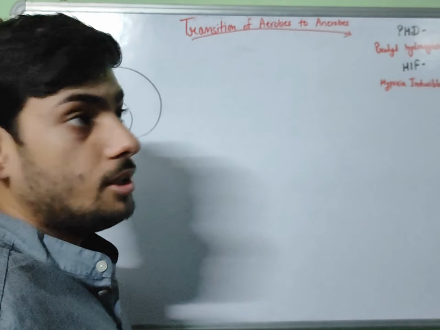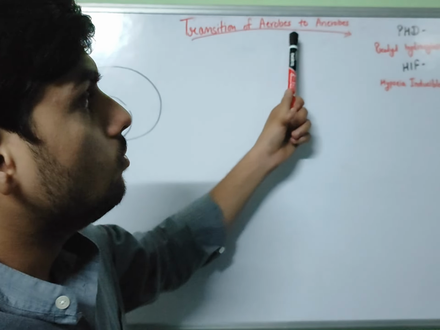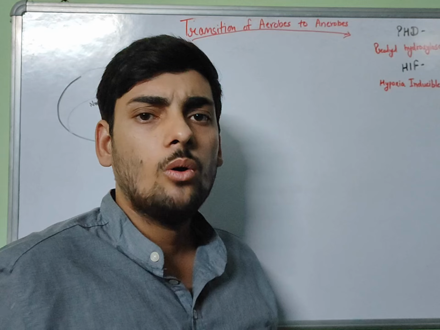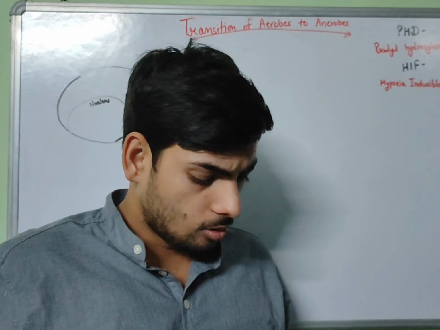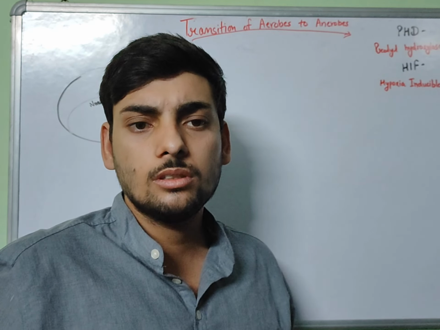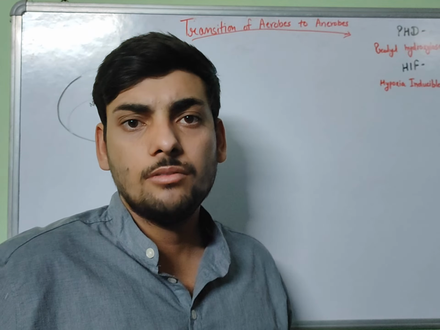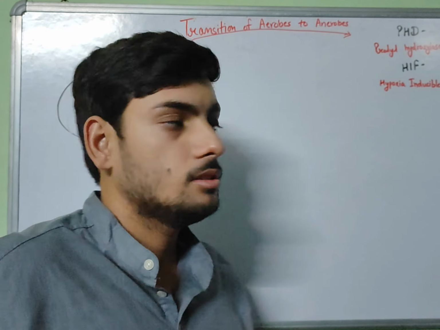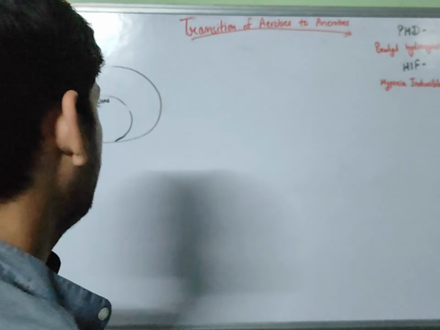In this class we are going to study the transition of aerobes to anaerobes. Basically, how the aerobic bacteria transform their metabolic structure and their overall condition so that they can survive in anaerobic condition, or in lack of oxygen. So let us start with a little explanation here.